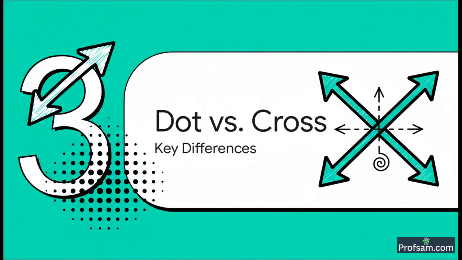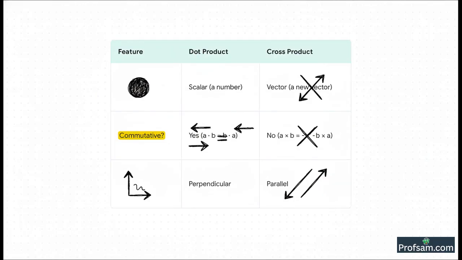All right, we've played both game modes. Now let's put them side by side in a final showdown just to make sure the differences are absolutely crystal clear in your mind. Just look at this table. First, the result type. Dot product gives you a scalar, just a number. Cross product gives a whole new vector.